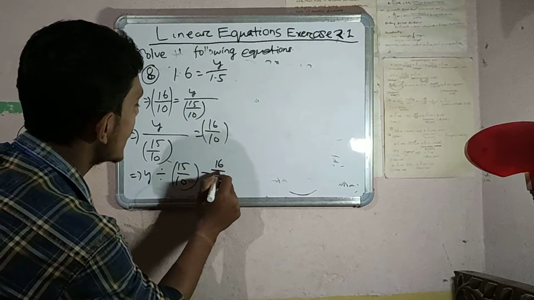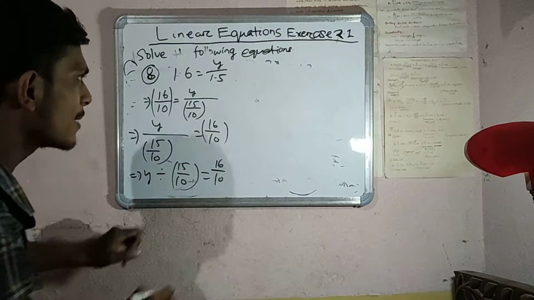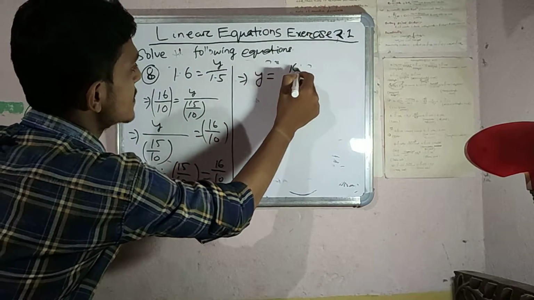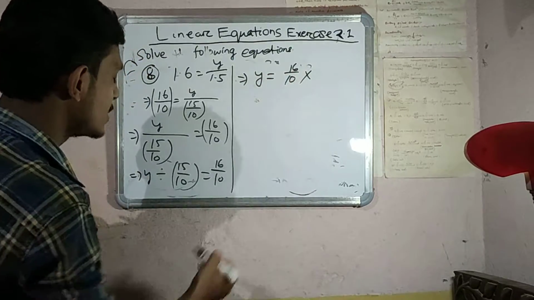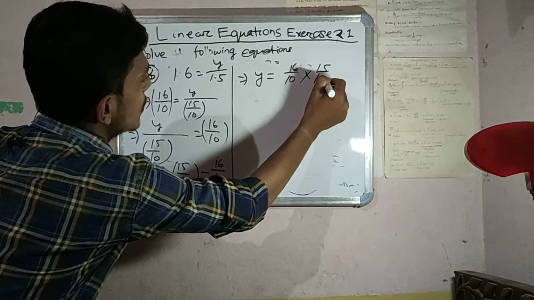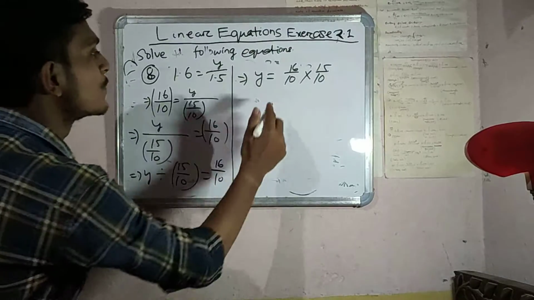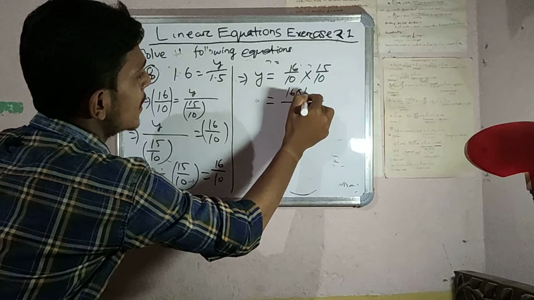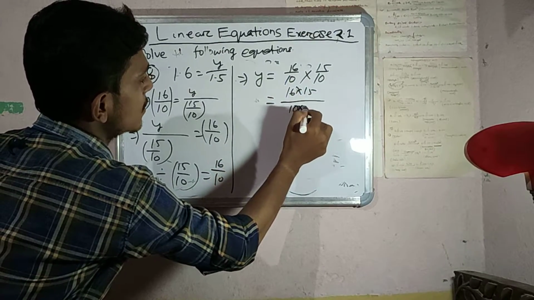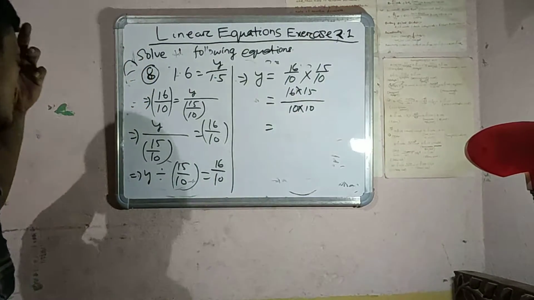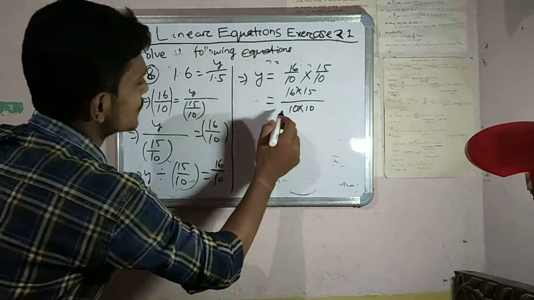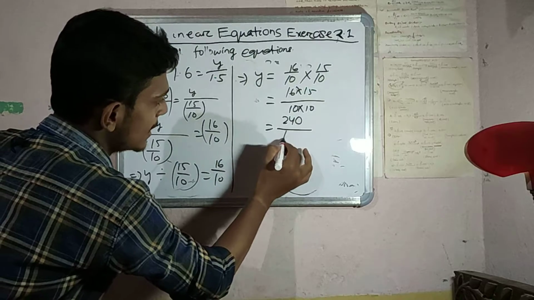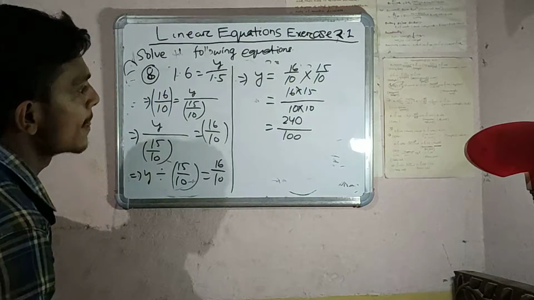When it changes the side, it should be multiplied. So here y is equal to 16 upon 10 multiplied with 15 upon 10. Yes or no? So upper fraction into upper fraction and lower fraction into lower fraction. So 16 is multiplied with 15, it gives 240. Then 10 is multiplied with 10, it gives 100.